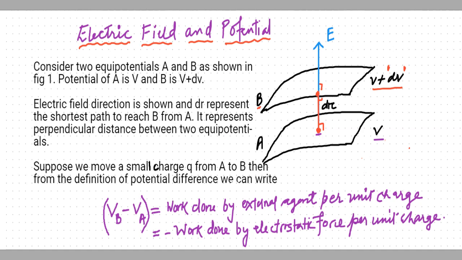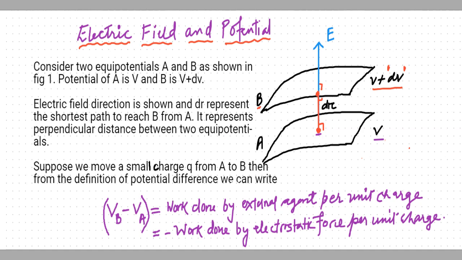Let us see what is the definition of potential difference. For this, we take a small charge q and move it from A to B. The movement will be in such a way that at each and every moment, the electrostatic force is equal and opposite to the external force. That you already know.